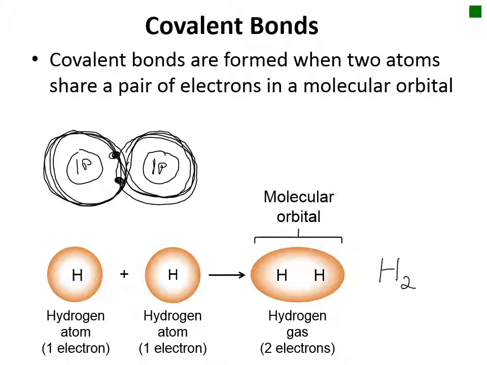This can also be written using the structural formula, where a pair of shared electrons is represented by a single line, such as this, hydrogen bonded to hydrogen, or by a Lewis structure where the valence electrons are written as dots, such as hydrogen bound to hydrogen.